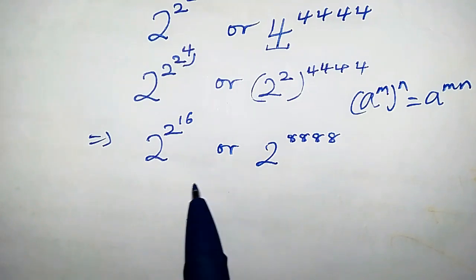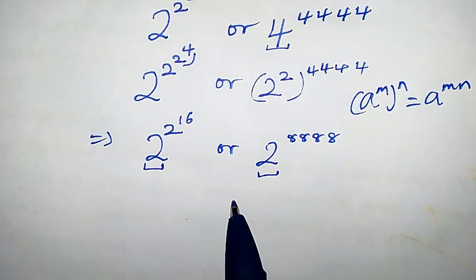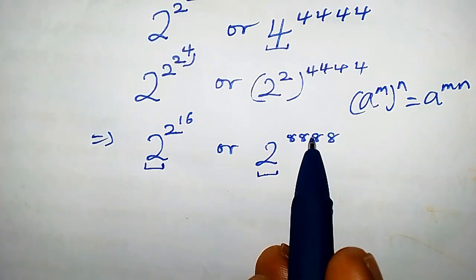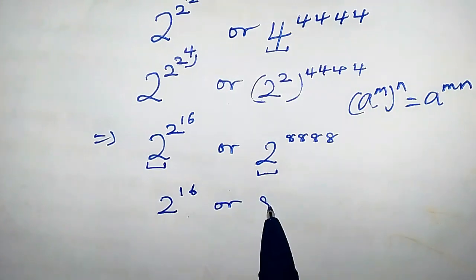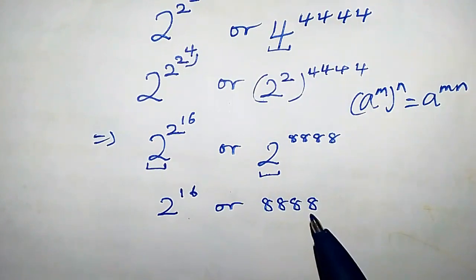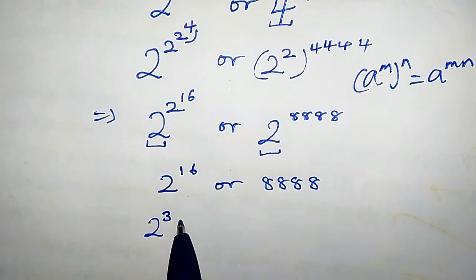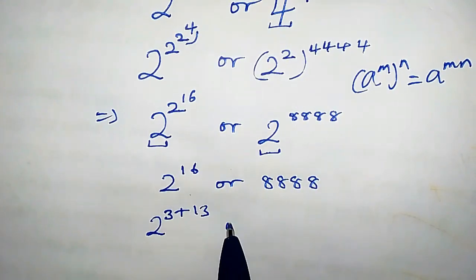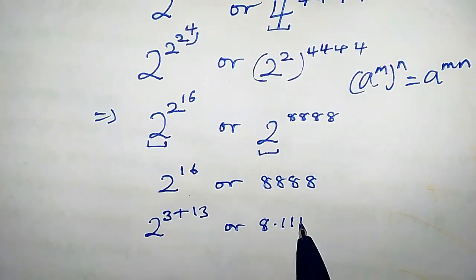By comparing these two, you observe that the base happens to be equal. Now, let's consider the power. So we have 2 raised to the power 16 or 2 raised to the power 8^8. 2 raised to the power 16 could be written as 2 raised to the power 3 plus 13, or this one can also be written as 8 times 1^1.